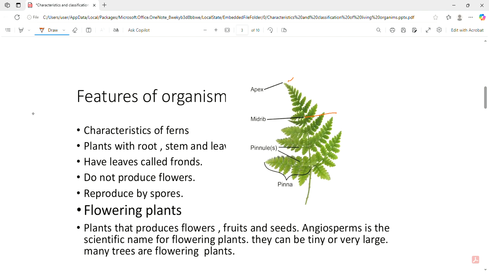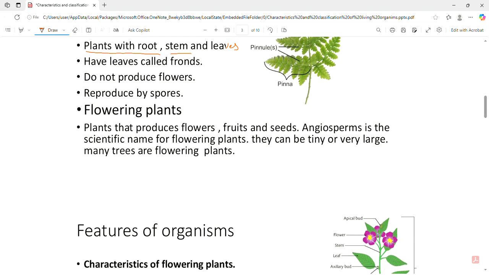Characteristics of ferns. Plants with roots, stem and leaves. They have leaves called fronds. This is one frond. They do not produce flowers. They reproduce by means of spores.